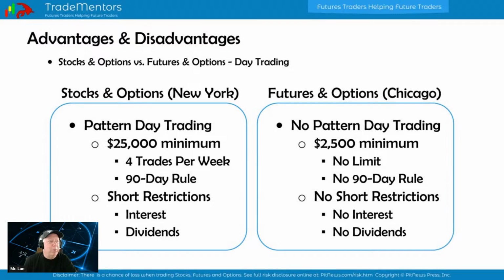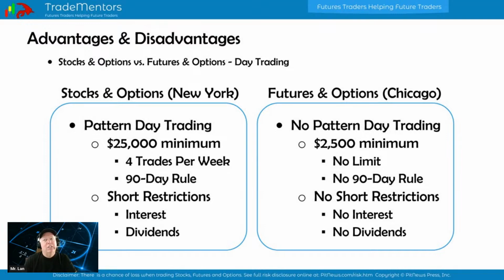So that's why we have no pattern day trading rules. You can open up an account with as little as $2,500 and trade those micros like I showed you today. You got no limit to how many times you can trade. No 90-day pattern day trading rules. No pattern day trading rules over in Chicago at all. No short restrictions, no interest, and no dividends. That's why we love them. So you can start very small.